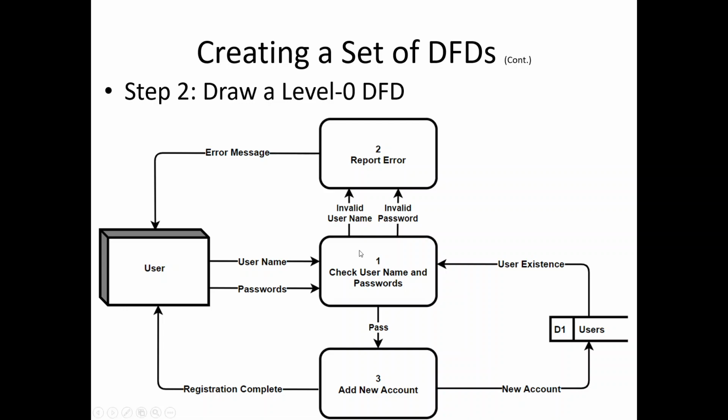On the other hand, if either the username or the password is invalid, then this process 1 would send either invalid username or invalid password information to process 2, which then creates an error message and sends the error message to this user. And as you can see here, level 0 diagram provides more detailed information than context diagram.